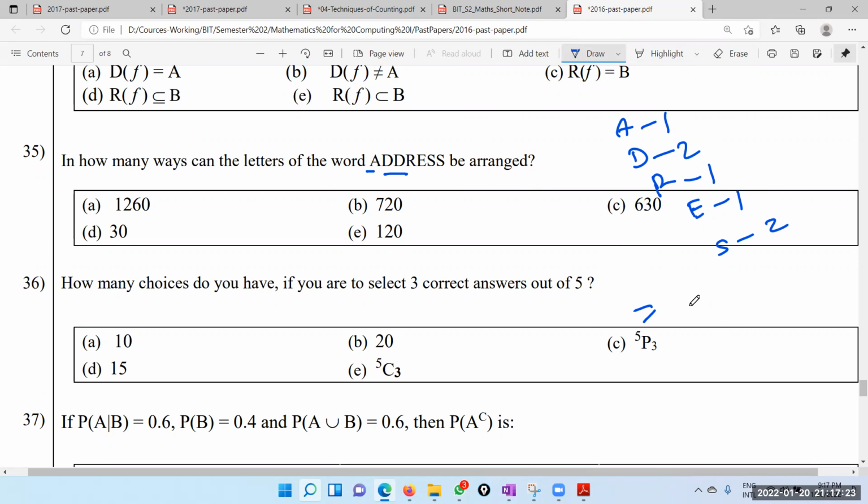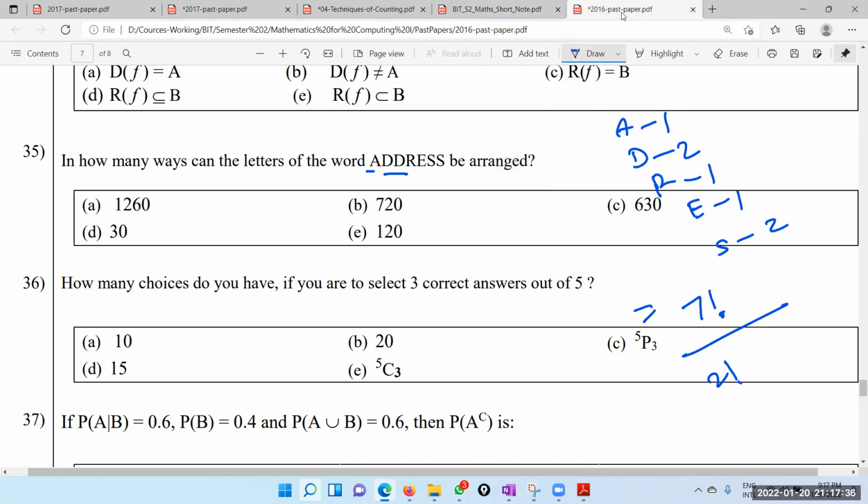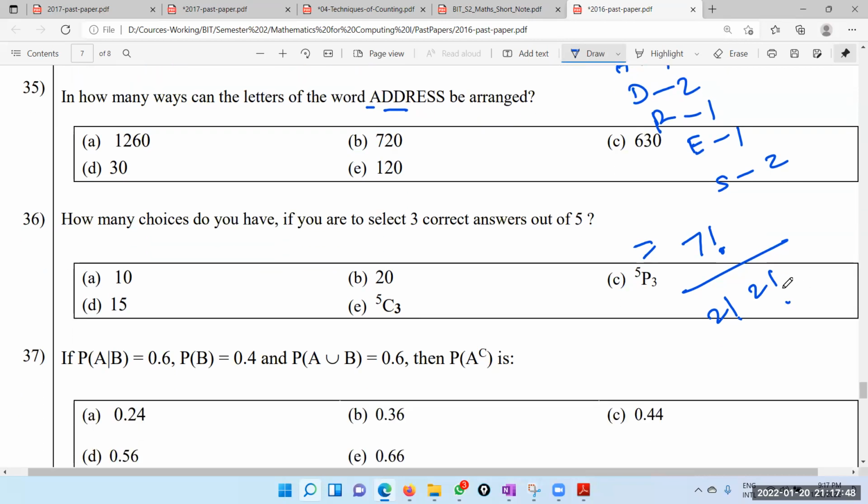Factorial 7 divided by factorial n1, factorial n2, factorial n3. Here factorial 1 is 1, factorial 2, factorial 1 is 1, factorial 1 is 1, again factorial 2. This is your final answer. 7 into 6 into 5 into 4 into 3 into 2 into 1, divided by 2 into 1, 2 into 1, which is 4.